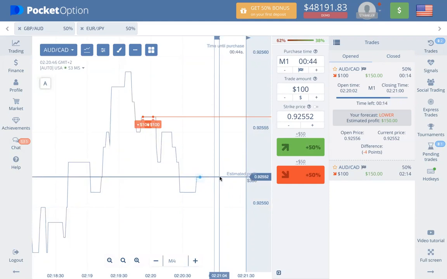Because we have 15 seconds left on our 1-minute trade and it's looking like it's going to clear. It's very close, but it's looking like a clear. And we have 2 minutes left on our 3-minute trades and it's also looking like it's going to clear.